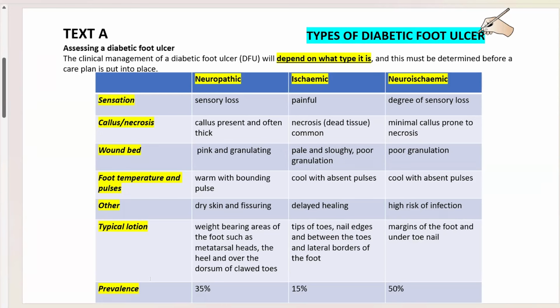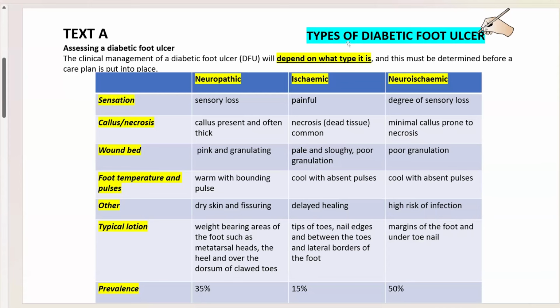So here it is: if it is neuropathic, how will the sensation be? There will not be any sensation. If it is ischemic, then it will be painful. So you will get an idea of what they have mentioned in this particular text. Now, what you need to do is give a heading, that is the focus of this particular text.